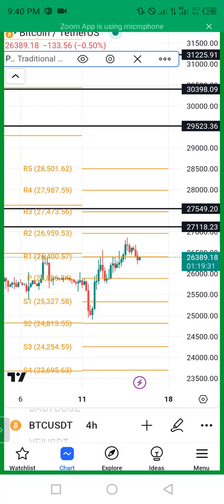Now, what is the meaning of R1, R2, R3, R4, R5, S1, S2, S3? S1 means support line 1. S2 means support 2. S3 means support 3, and so on. R1 is resistance 1, resistance 2, resistance 3, resistance 4, up to resistance 5. Then pivot. Pivot is the point where the price or the trend or that currency might change its trend. Every time it reaches there, there is a change, and you will see the coin either going up or coming down.